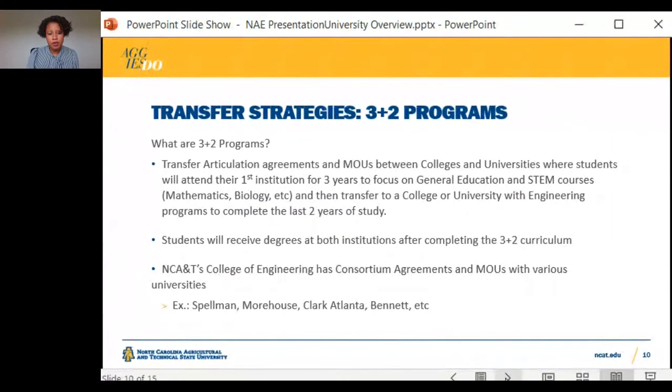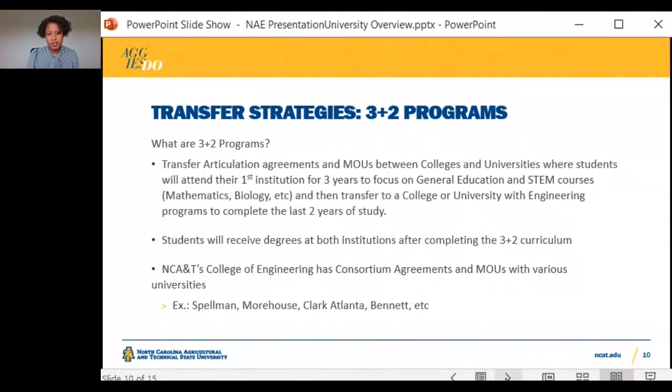So 3+2 programs are transfer articulation agreements and MOUs between colleges and universities where students will attend their first institution for 3 years to focus on general education and STEM courses such as mathematics, biology, and then they can transfer to a college or university with an engineering program to complete the last 2 years of study. The students will receive their BS degrees from both institutions upon graduation.